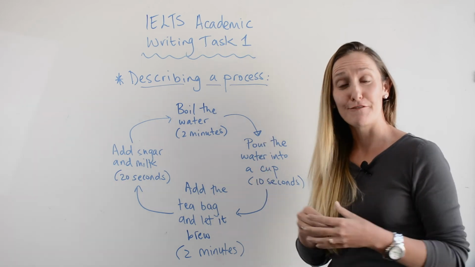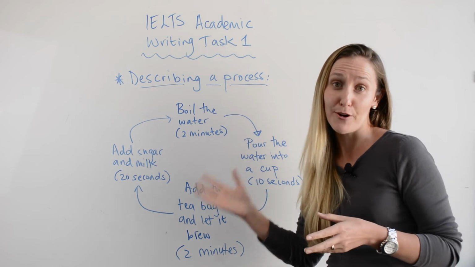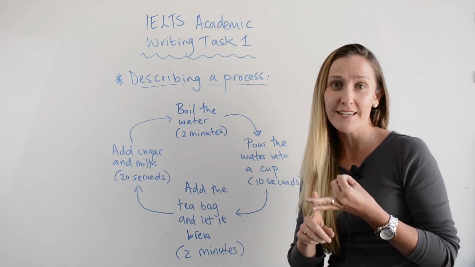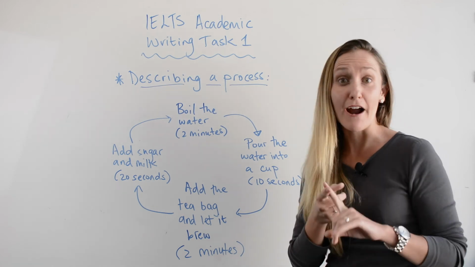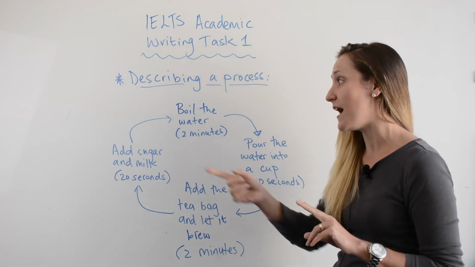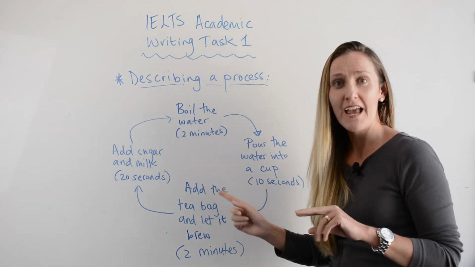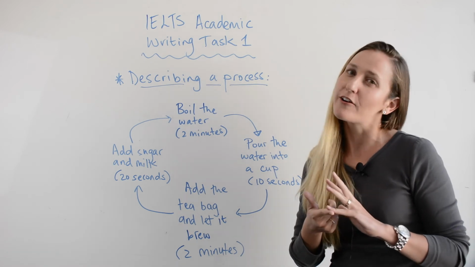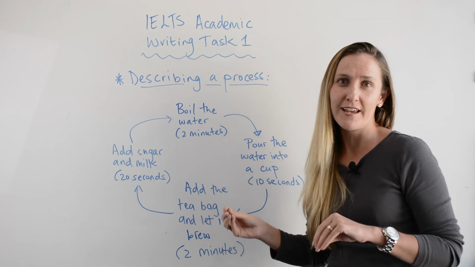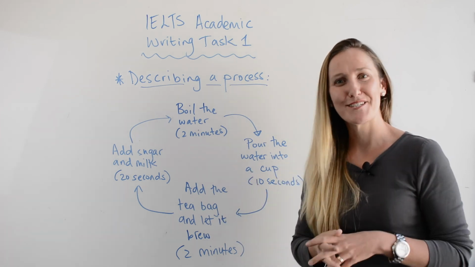Let's quickly review what we've talked about today. So this is a task where you have to describe a process. You're writing 150 words in 20 minutes. In your first paragraph, you paraphrase the question and you give an overall statement where you talk about the total number of stages and the total time taken. And then in your second and third paragraphs, you describe the stages using the passive voice and using the present tense.